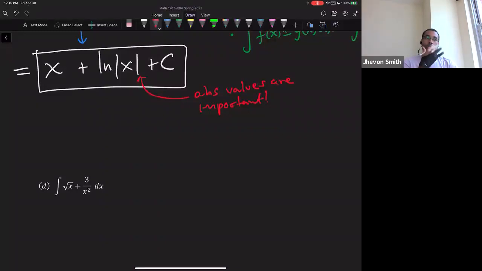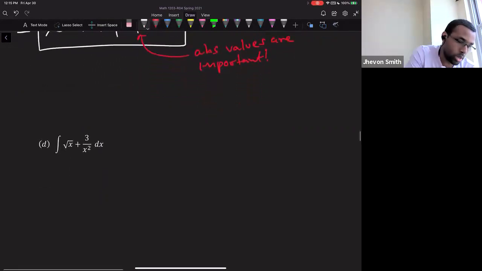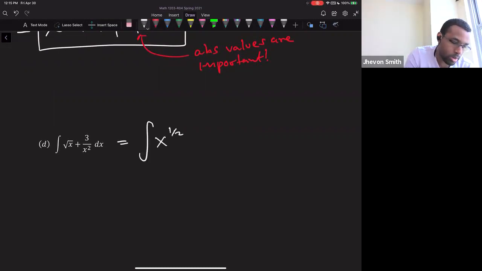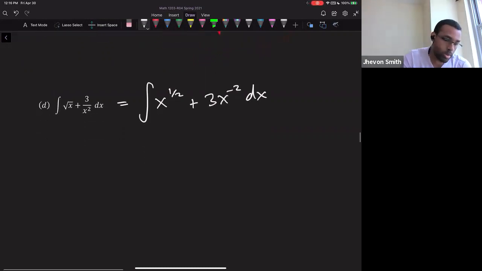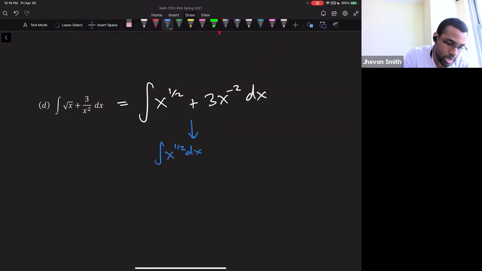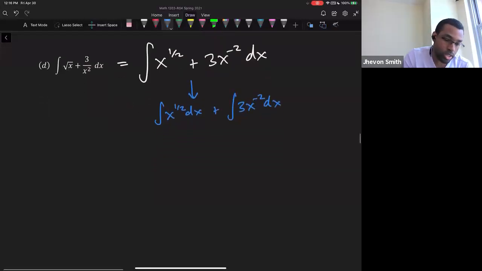Well, again, it's simple. You rewrite it in terms of doing the rules, right? So we rewrite it so that we can see that, hey, rules would apply here. So this is x to the 1/2 plus 3x to the minus 2. Rewrite it in terms of powers because you have a power rule. Now, here, you would think of this as the integral of x to the 1/2 dx plus the integral of 3x to the minus 2 dx, and I just told you about the constant factor rule. So the 3 can just come out, and we do that.